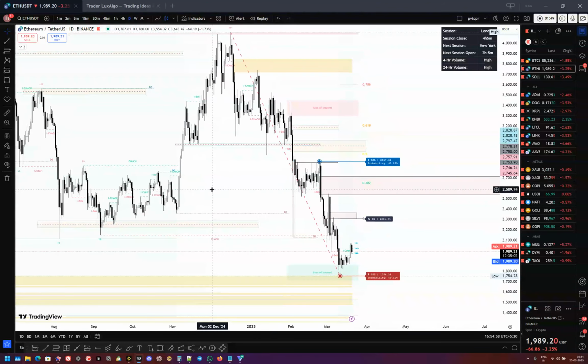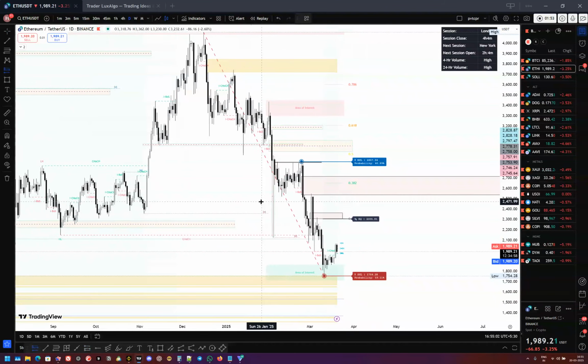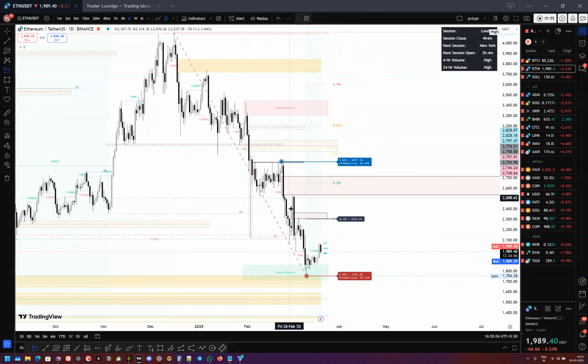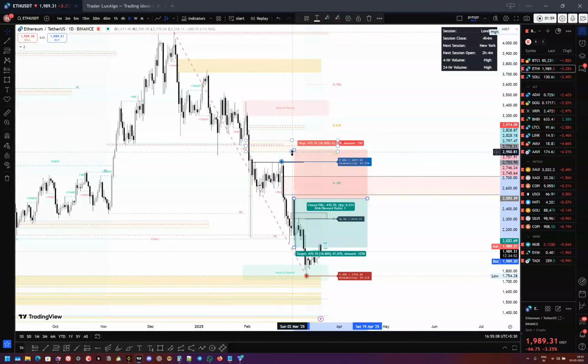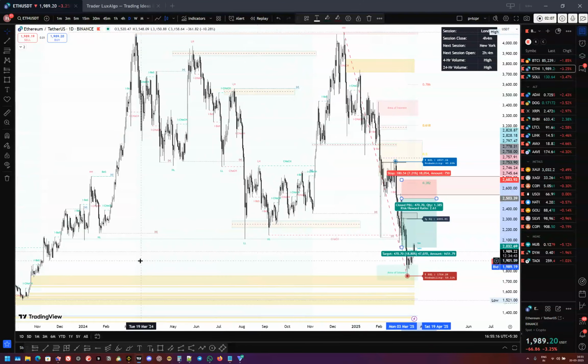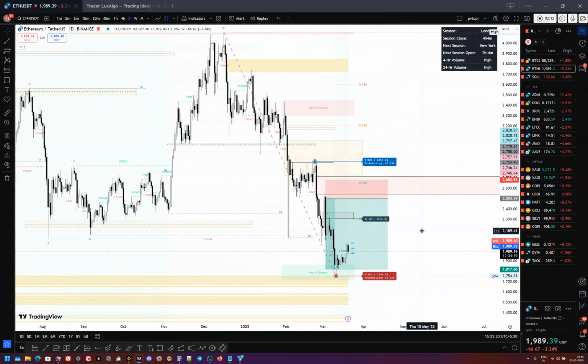Now we created a short position on Ethereum at this position when the price came back up, not able to sustain. So this was our position, our stop loss was just above at this level, and we targeted down liquidity at this zone. So we got a risk reward ratio of 3.8, and the probability of this trade was around 55%.